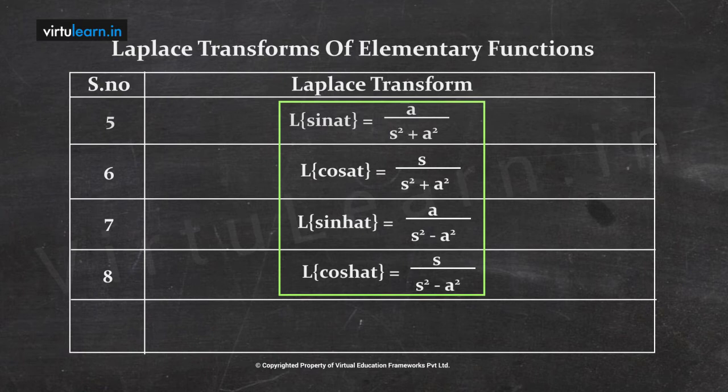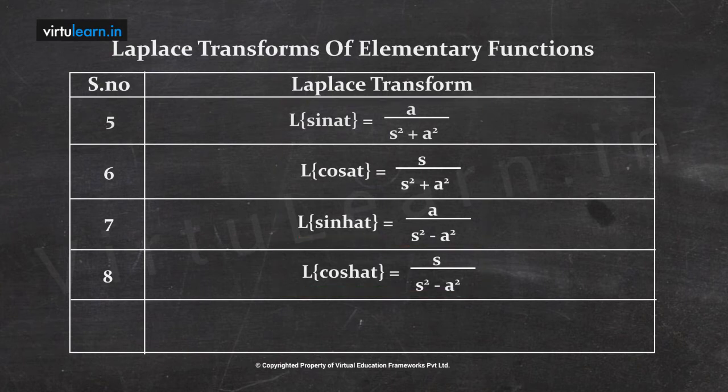Now observe this one. In these four formulas, for sin at and cos at, without the hyperbolic function, the denominator is s square plus a square. That you have to remember. And for the hyperbolic functions sinh at and cosh at, observe the denominator is s square minus a square. Means for sin at, cos at we get the denominator s square plus a square, and for sinh at and cosh at, s square minus a square.